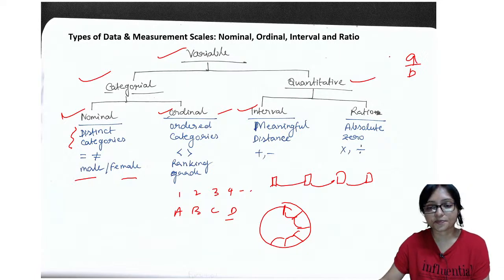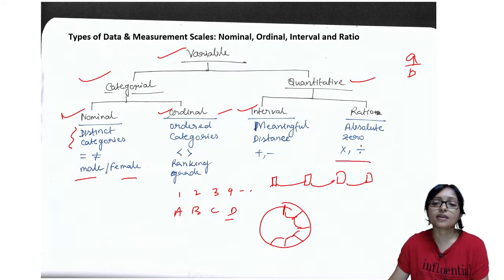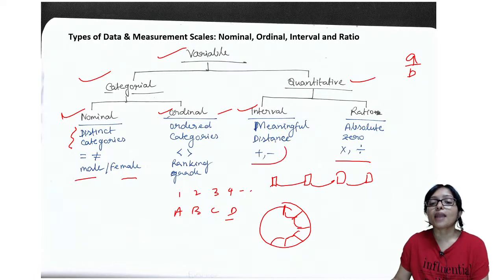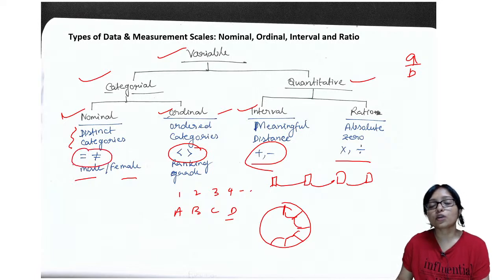And ratio is when you are representing A by B with respect to another one you are going to measure. And here the absolute zero concept is coming, and multiplication and division is working in the ratio, plus and minus is working in interval, less than or greater than is working on the ordinal, equals to or not equals to is working on nominal.